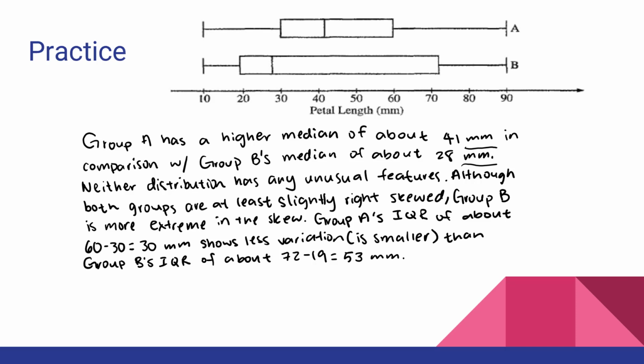Next, going on to unusual features. Since there's no outliers and you can't tell gaps from a box plot, you would just say neither distribution has any unusual features. And then shape.